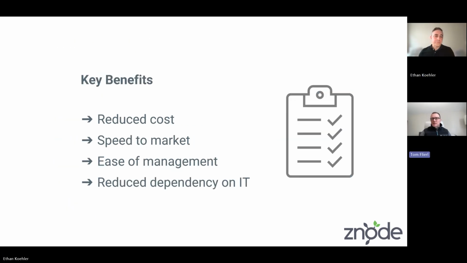So some of the key benefits are reducing cost, speed to market, ease of management, and then finally reduce dependency on IT. And some of the things that we hear often in implementations, and again, we work with partners for implementations, we have our own expert consulting services at Znode, is the highest risk area in most implementations is typically integration. So how do we make that lower risk, reduce the burden on implementation teams, and then at the end of the day, make it much easier to manage with less reliance on IT?